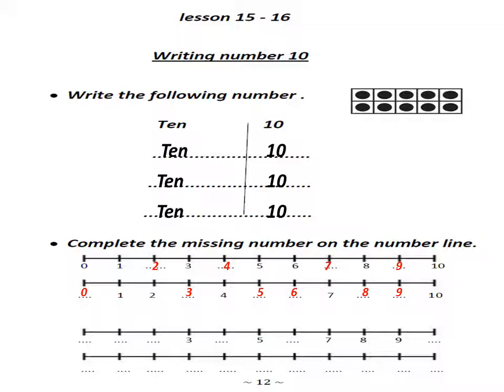The third number line, as I know, the first number, 0, and after 0, 1, and after 1, 2, and after 2, he gave me 3, after 3, 4, he gave me 5, after 5, 6, after 6, he gave me 7, 8, 9, and the last one will be 10. The last one will be 0, 1, 2, 3, 4, 5, 6, 7, 8, 9, 10.